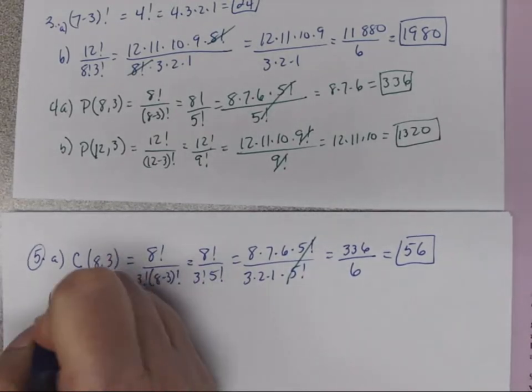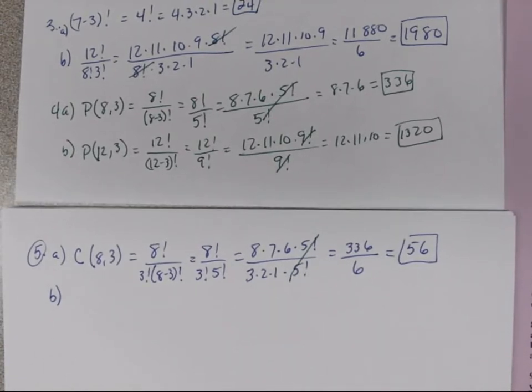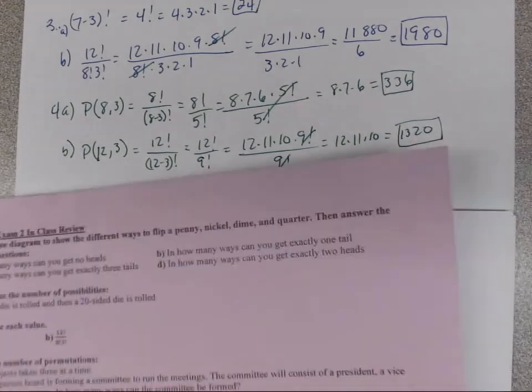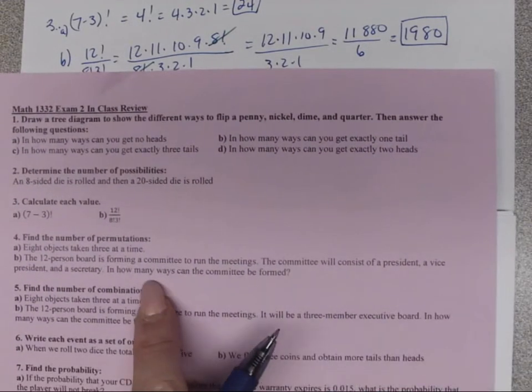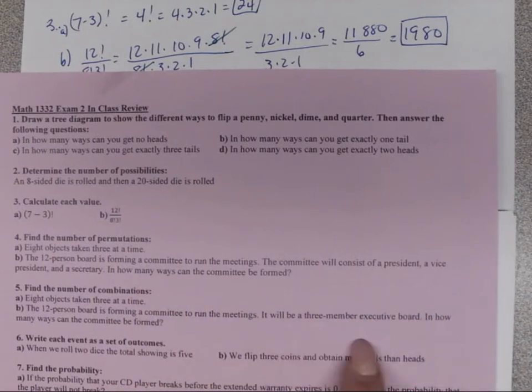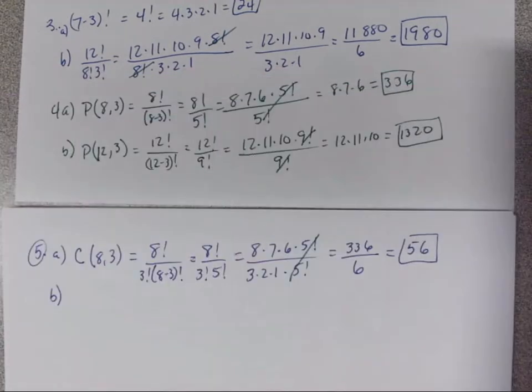All right, let's look at part B. Part B says that the 12-person board is forming a committee to run the meetings. It will be a 3-member executive board. So the difference between them is the permutation had a president, a vice president, and secretary. This one just has a 3-member executive board. They're not picky about who does what. They're just going to be a board. So that's where it's going to be fewer numbers because it's not as particular.